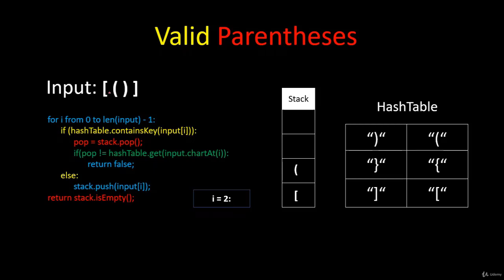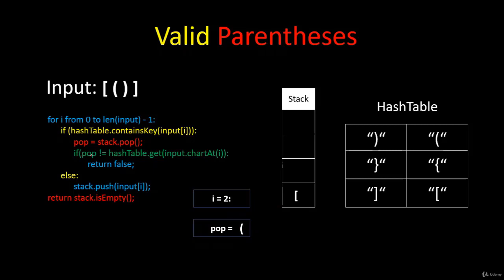So this time, it points to this closed bracket. hashtable.containsKey for this bracket. Does this bracket exist in our hashtable? Yes, it does. So it pops out whatever we have in this stack and stores it in this variable pop. This pop function removes the element from the top of our stack and returns that value. And here pop equals this bracket.